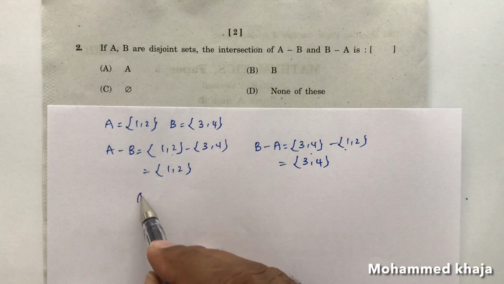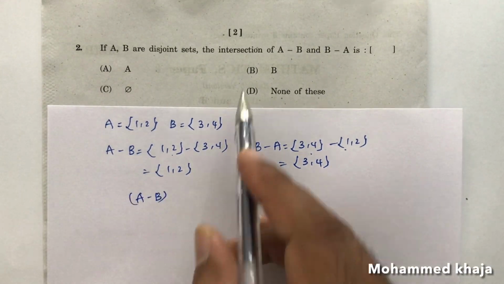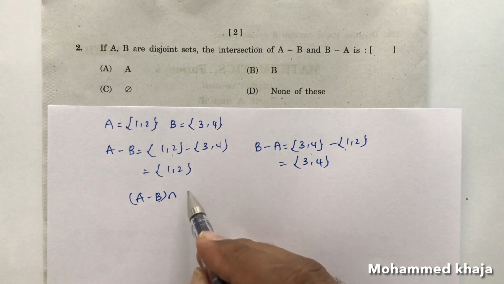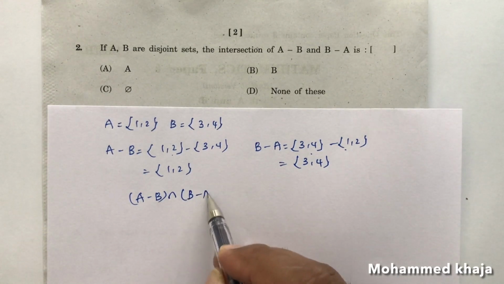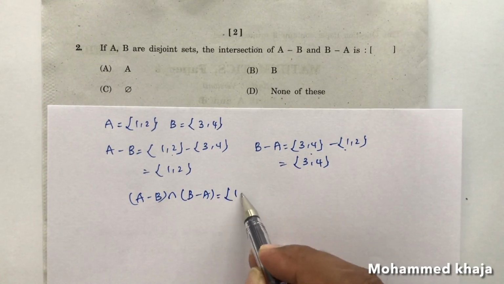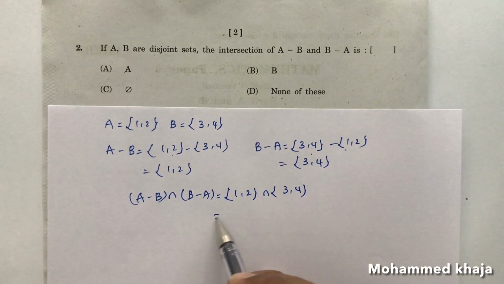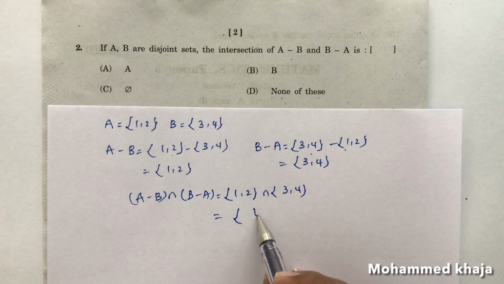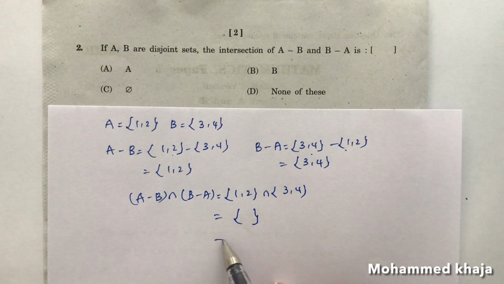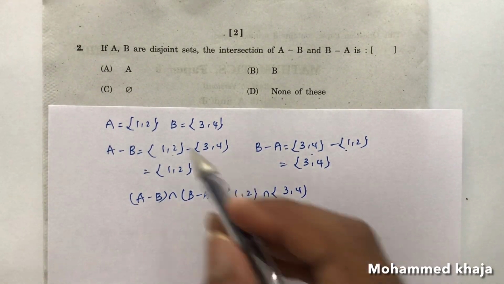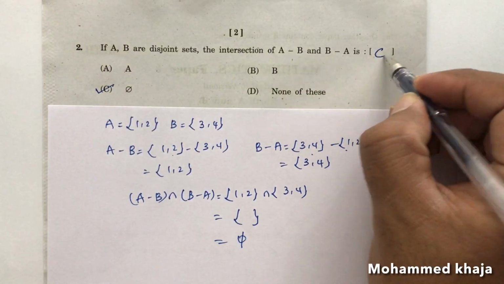So now A minus B, they told intersection, intersection B minus A. So A minus B is 1, 2. B minus A is 3, 4. See, we don't have anything common, so the correct option is null set. Okay, correct option is null set. So here it is C.